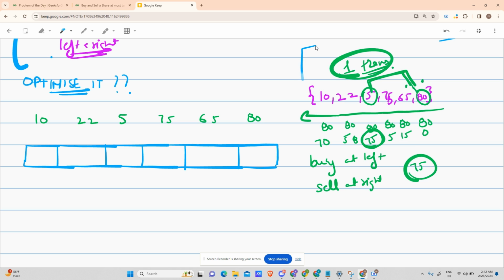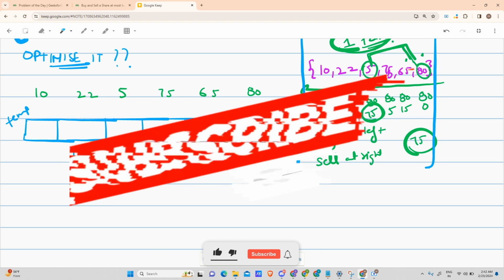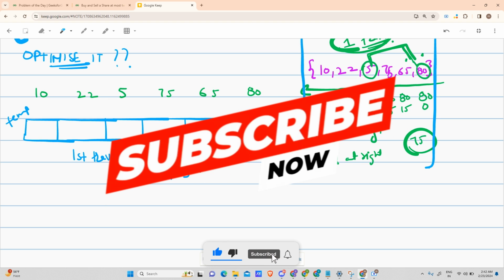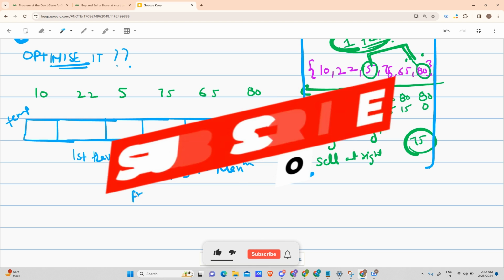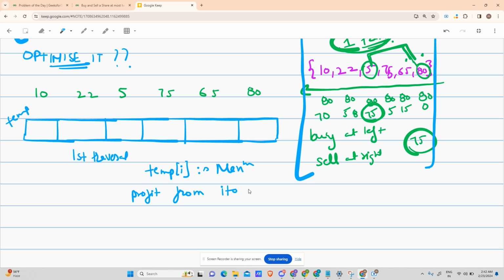The thing I was doing here, I will do the same thing here. Let us name this as temp, right? So what is my temp of i representing? This is about the first traversal. I will do the traversal two times. For the first traversal, my temp of i will be representing the maximum profit from i to n minus 1, in one transaction.